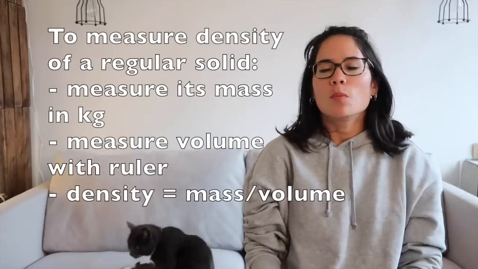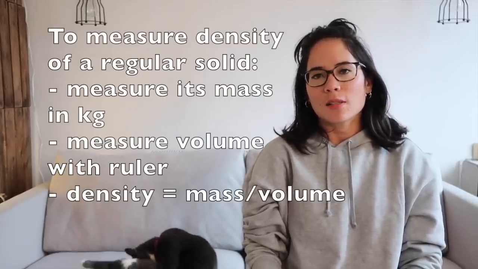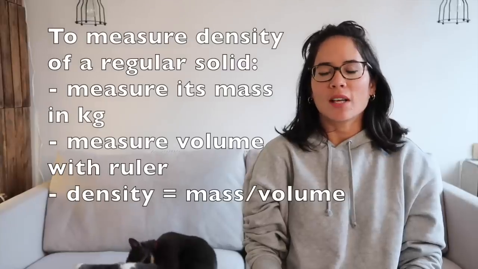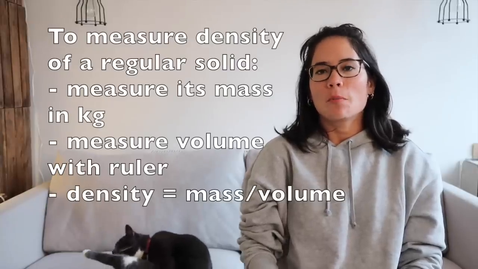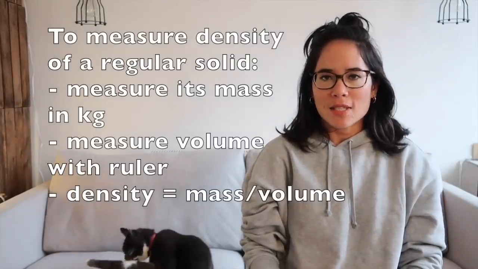Then to measure the volume, we simply use a ruler. We measure the length, width and height, multiply those values together to work out the volume, substitute in your mass and volume values into the equation, and out pops the density.